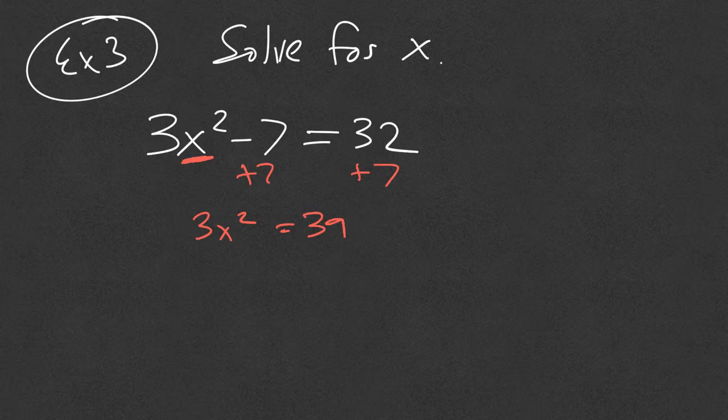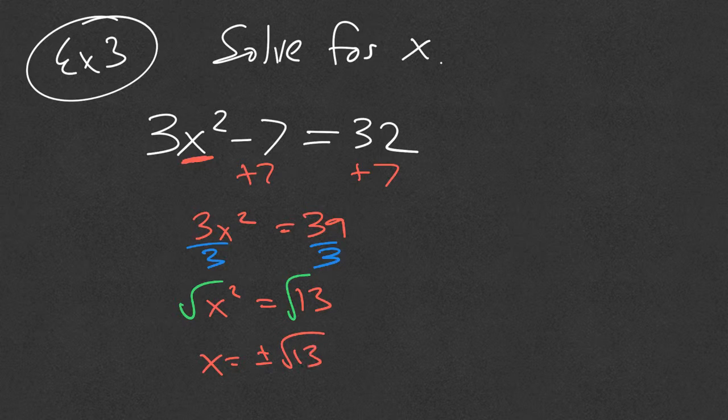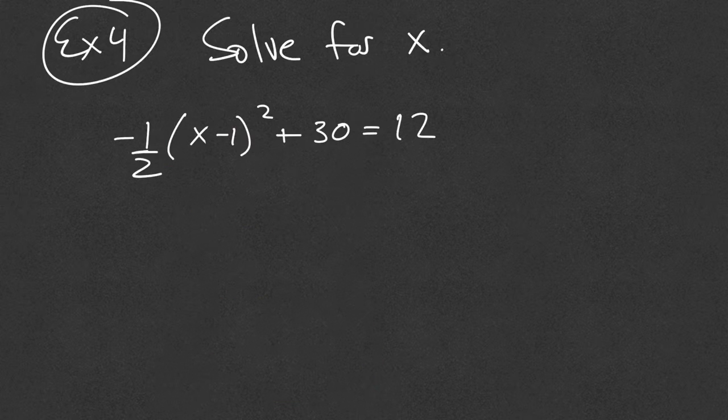And then I have to divide by 3. Remember, you've got to divide first. So I get x squared equals 13. And now I can take the square root of both sides, and I get x equals plus or minus root 13. That doesn't simplify, so there's my answer. Notice if there's no x term, I don't have to do the discriminant. I can just go ahead and solve it with square roots.